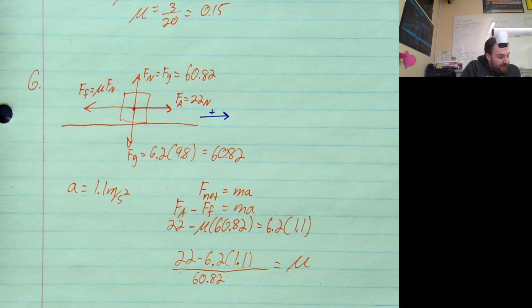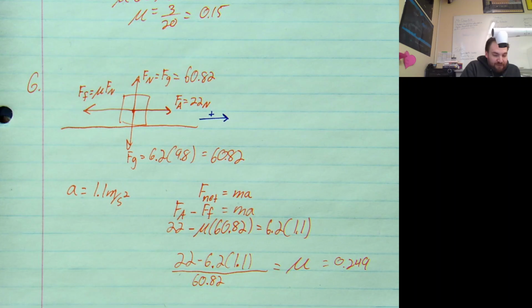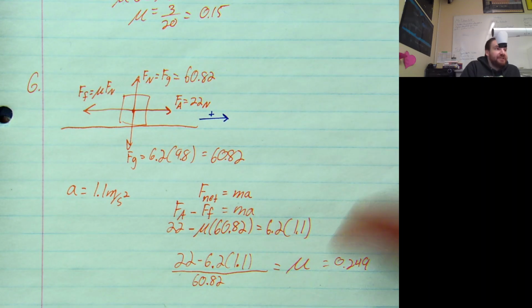So your value for mu, that's the expression, 0.249? Perfect. And then the answer key says it's 0.25, so that rounds nicely. That is question 6. It involves everything we've done up to this point. Questions, comments, concerns?